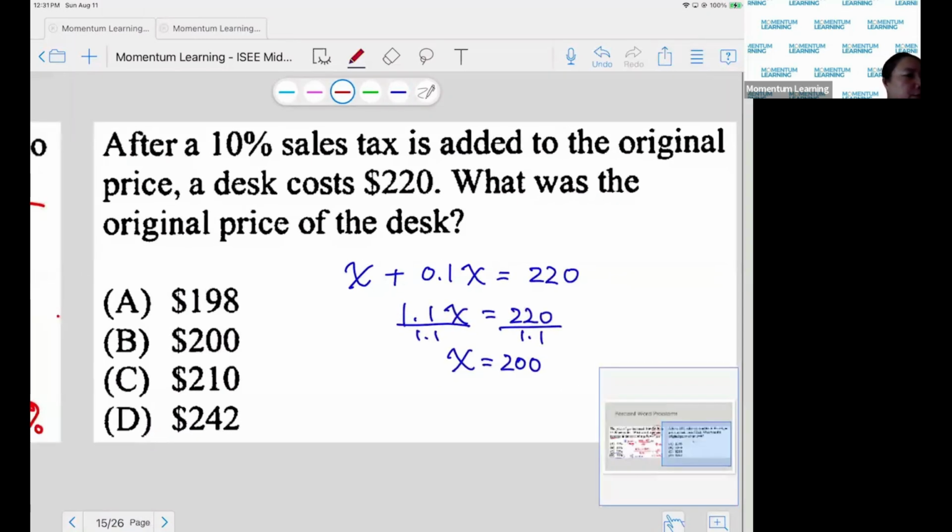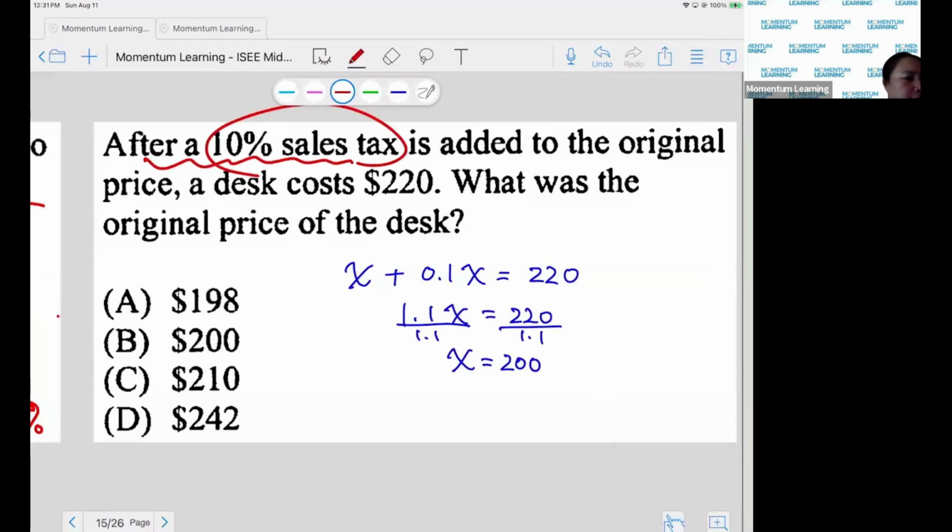So, you realize that after the 10% sales tax, it's always 1 plus that percent, which is 0.1, times the original price, and then that equals the total cost. So the answer is 200. Okay, the answer is 200.